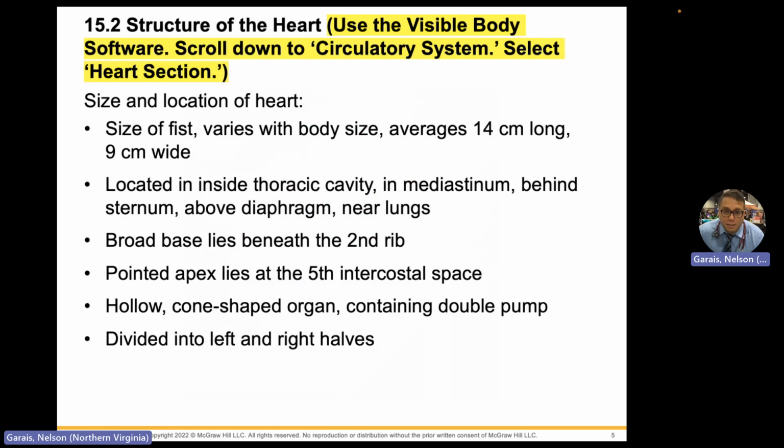Your heart is about the size of your fist, located in your thoracic cavity in a specific area called your mediastinum, which is located behind your sternum, above your diaphragm, and flanked on both sides by your lungs. The base is around the second rib, and the apex, which is the pointy part of the heart, is at the point of maximal impulse, which is your fifth intercostal space.